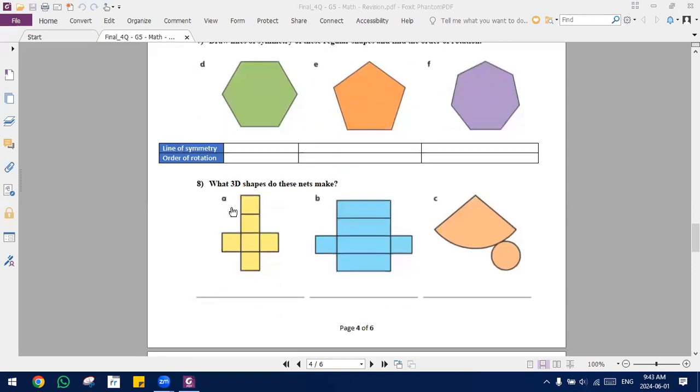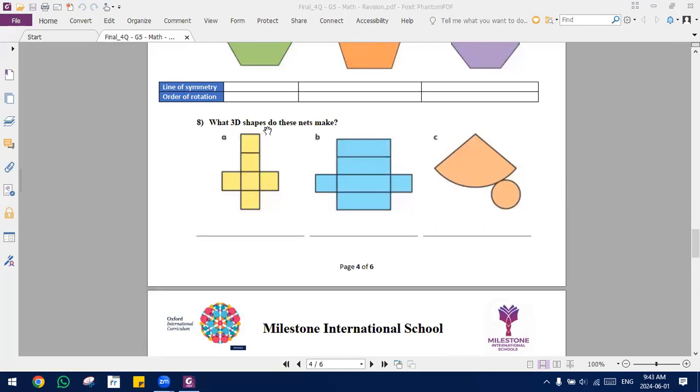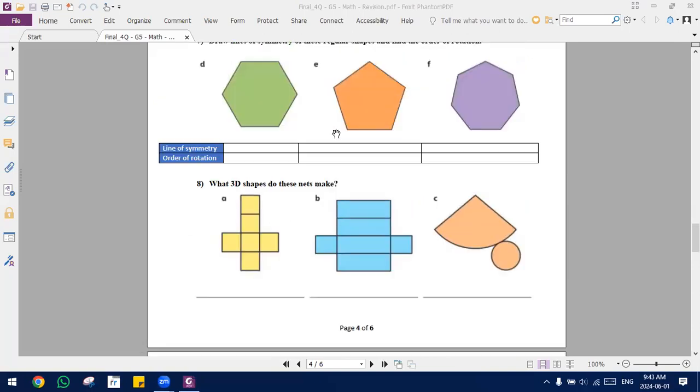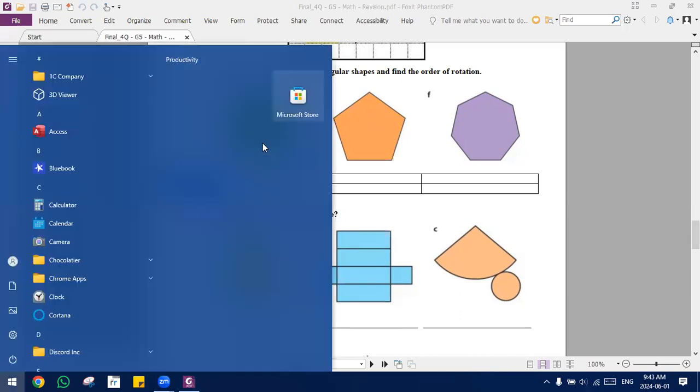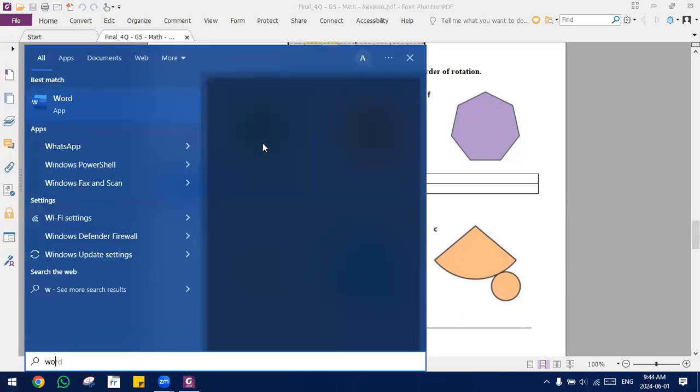Okay, then what 3D shape do these nets make? Or first, sorry. For the order of rotation, what does that mean? For example, let me put a dot here, okay? So for order of rotation, when you rotate the shape, it will go back and look the same as the original one. Let me use Word to show you. So for you in the exam, you can rotate your exam paper and check if it is still the same or different. Let me explain for you the order of rotation using Word.